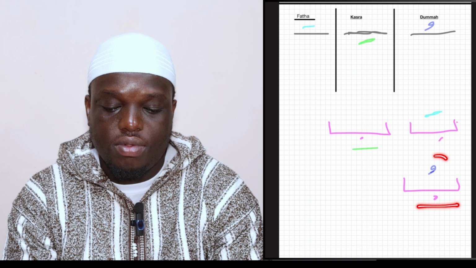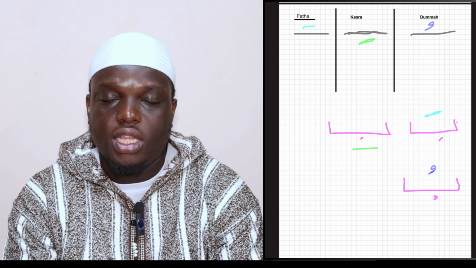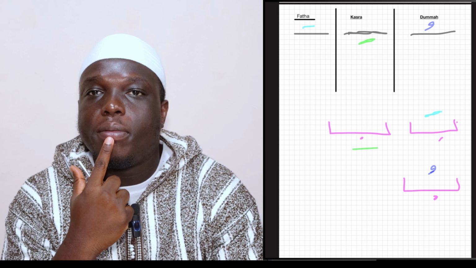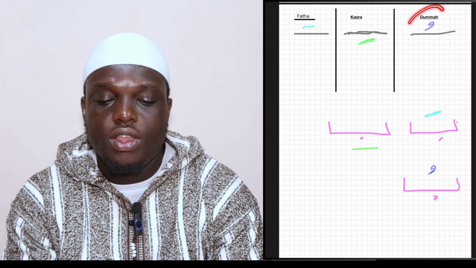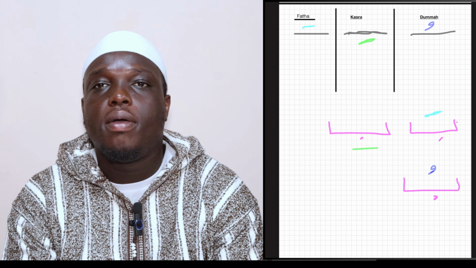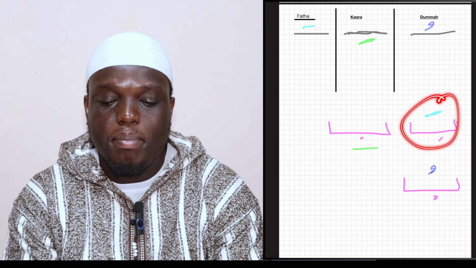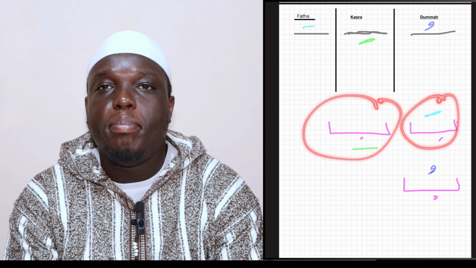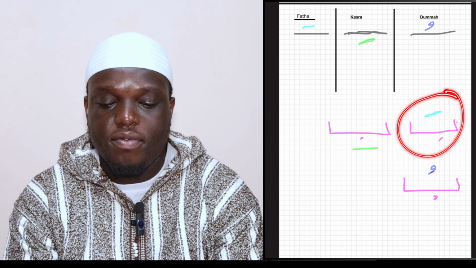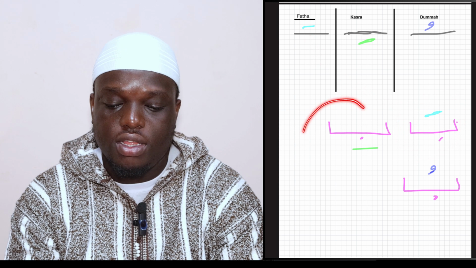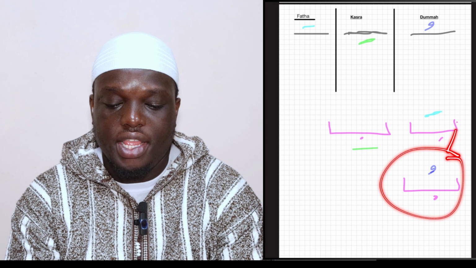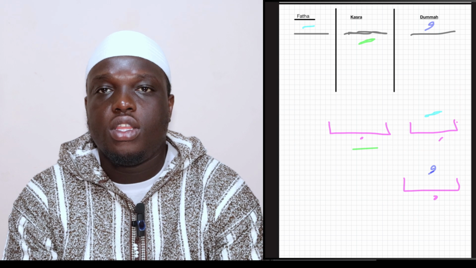So we have ba, and on top of it, a Dhamma. Remember, ba comes from here, like a B sound. If we're applying the Dhamma on it, it will be boo. We have ba, fatha, B, kasra, and then boo, dhamma.